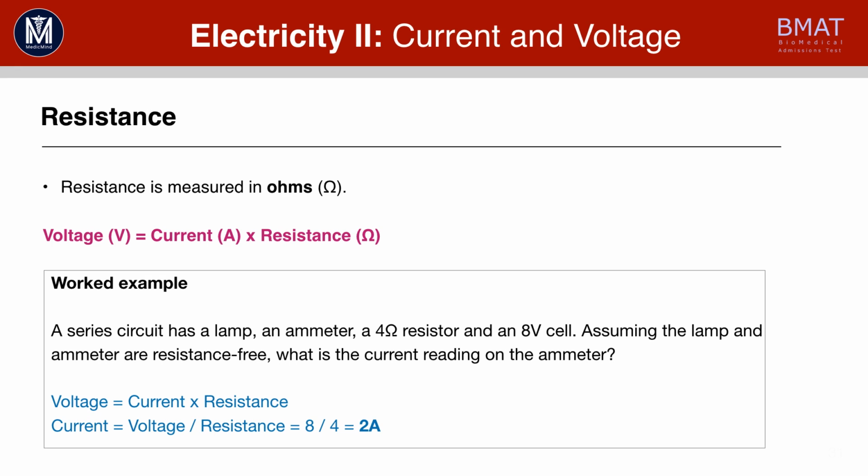So we can apply the equation voltage equals current times resistance. However, we need to rearrange this because we know the voltage to be 8 volts and we know the resistance to be 4 ohms. Therefore, we can work out the current to be 8 divided by 4, which is 2 amps.